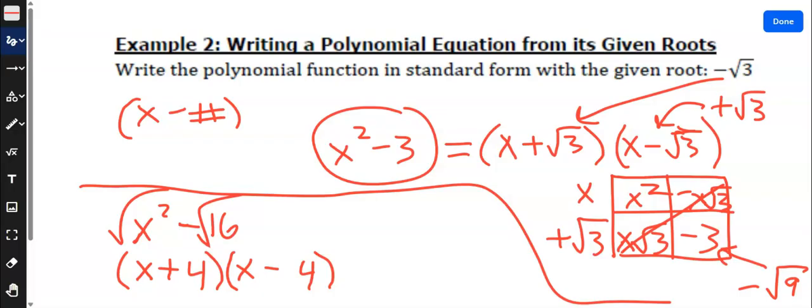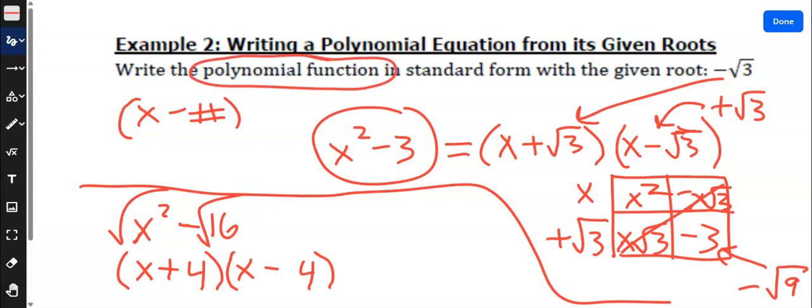Except I can't simplify radical 3 because it's a nasty decimal. Yes, that's what's going on. But they were asking me to start with the zeros, start with the roots, and then work my way back to the standard form. Now, they did say polynomial function.